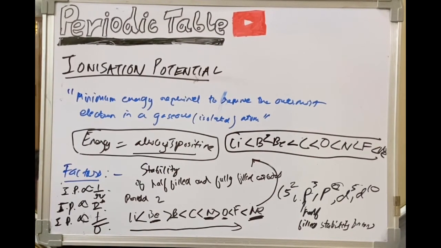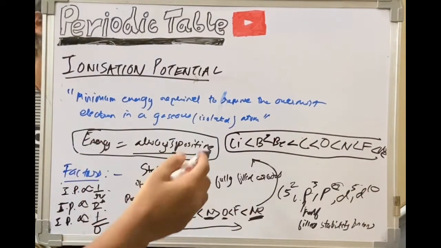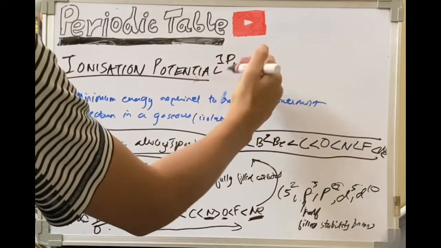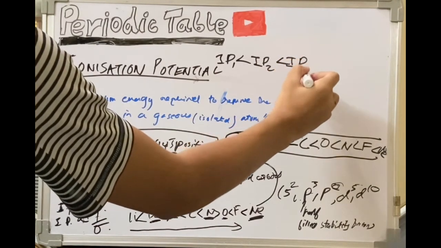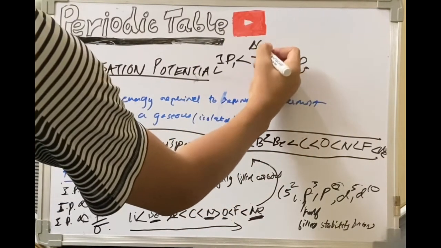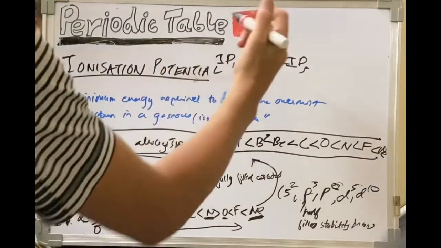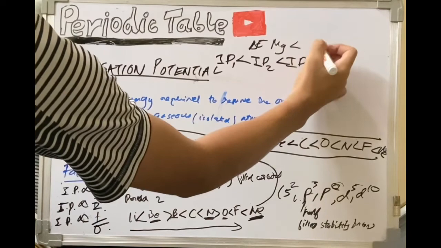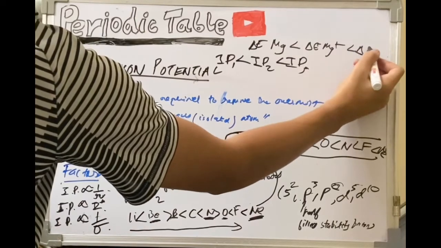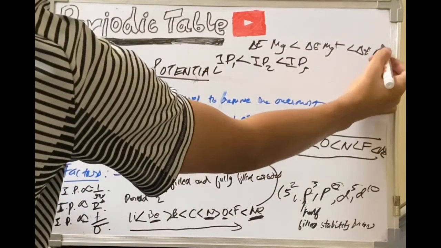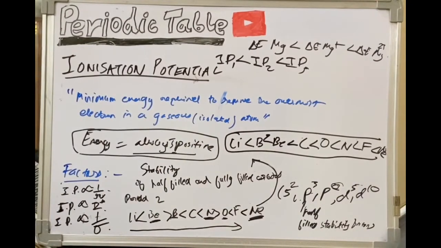Now the successive ionization enthalpies will be more. I told you over here that energy is always positive, so IP1 will be less than IP2, less than IP3. Okay, so the energy for removing an electron from Mg will be less than the energy for removing an electron from Mg+, which will be less than the energy needed to remove an electron from Mg2+. So this is how it will work.